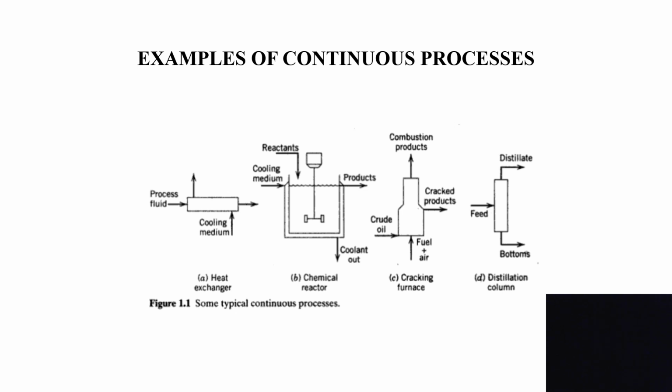to another substance. When you take a chemical reactor, there will be a reagent, there is a mixer, there is a cooling medium surrounding the reactor, and there will be a product. And if you take a cracking unit, you will have crude oil and cracked products. And finally the distillation column: if you give a feed, it is going to separate that into a bottom product and top product.